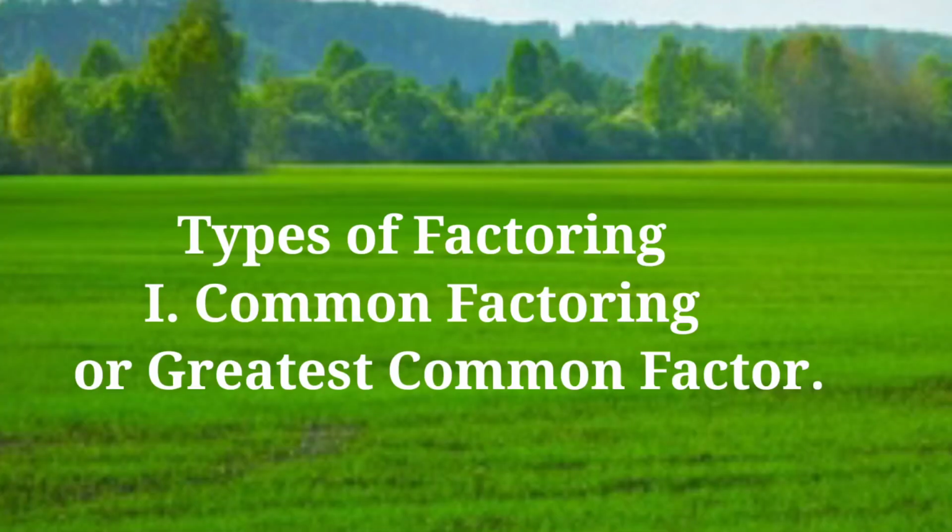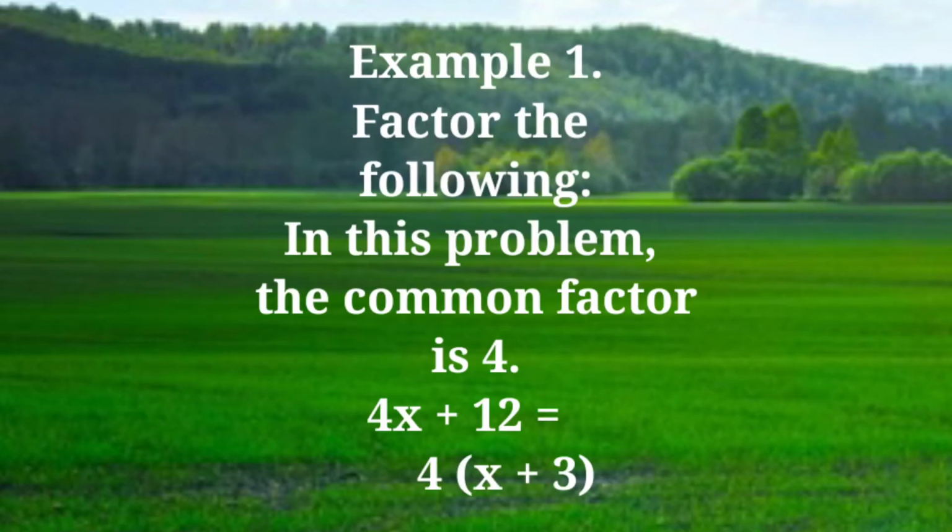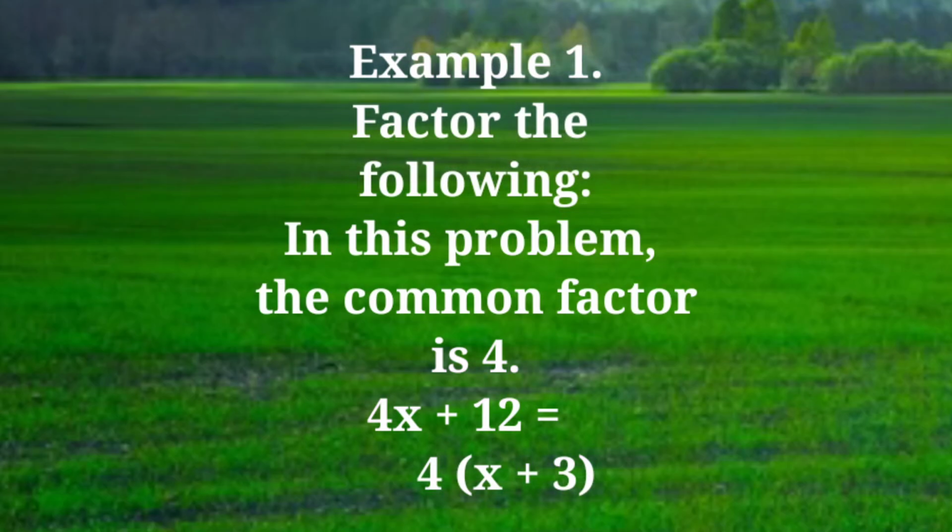Types of factoring. Number 1. Common factoring, or greatest common factor. Example number 1. Factor the following. In this problem, the common factor is 4. 4x + 12 equals 4 quantity x + 3.